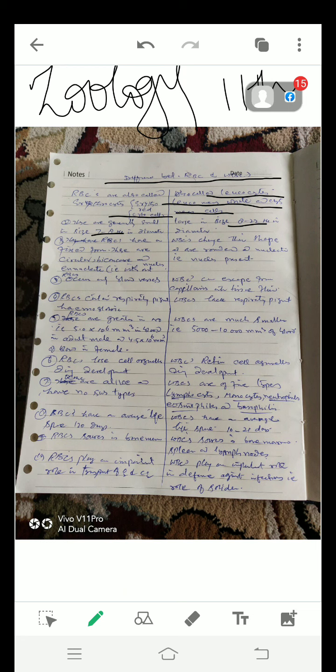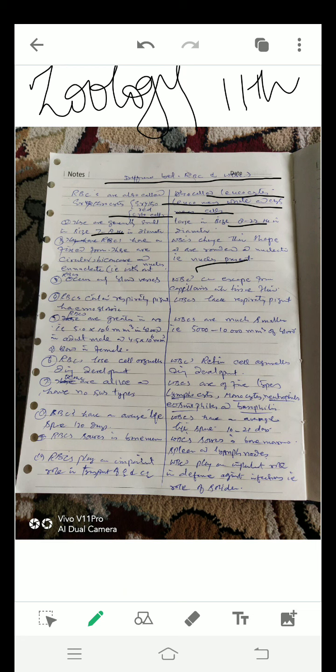Third difference, red blood cells have a fixed form. These are circular, biconcave and enucleated, that is, without nucleus. White blood cells change their shape. These are rounded and nucleated, that is, they have a nucleus.